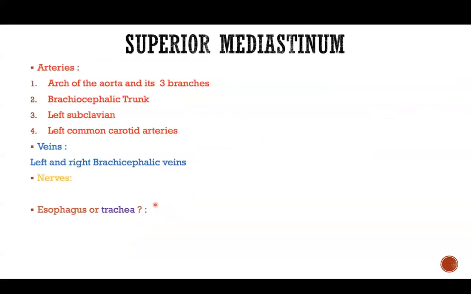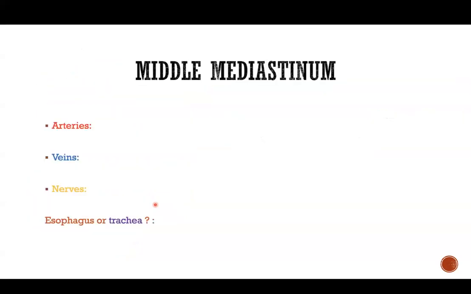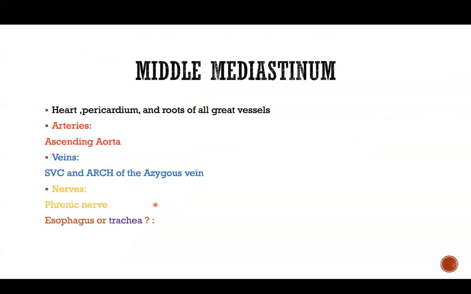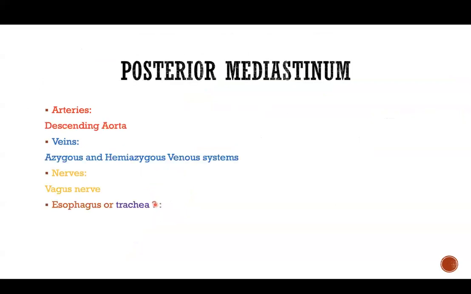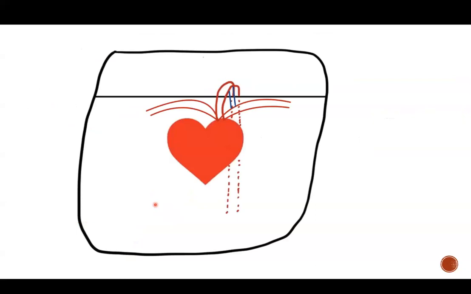So this is just a summary I made. You can refer to it later of all the structures and where they lie in the mediastinum. So now let's talk about some clinical cases. What do you guys think this is? What do you think this image is showing?